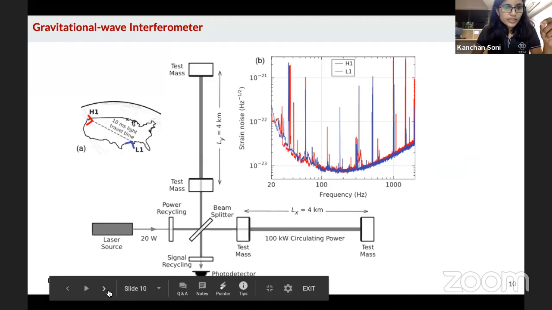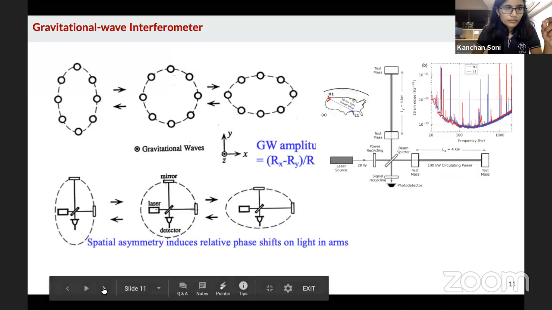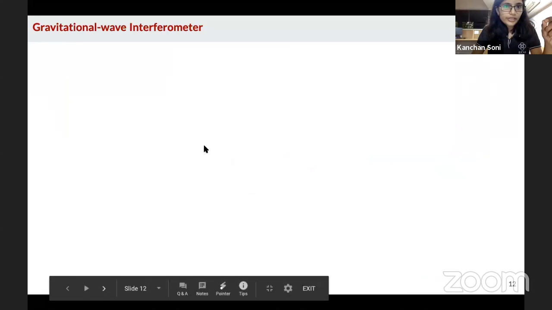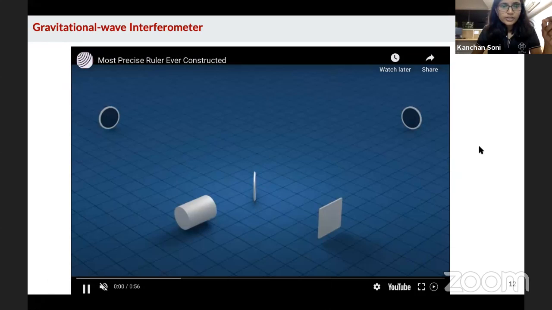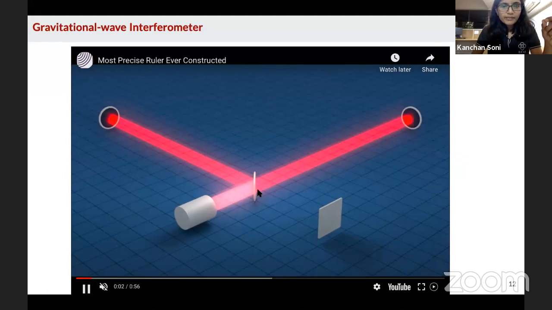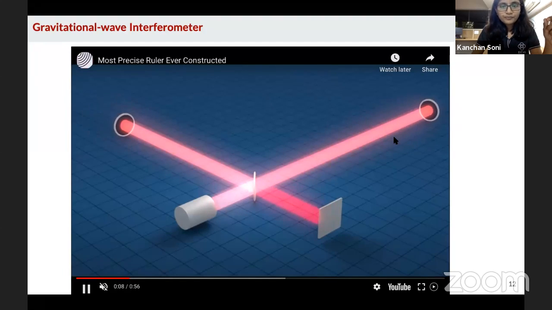And to visualize this, here is a small video where you can see how this actually works. We have a beam splitter where the light travels, and then it gets reflected by the mirrors over here.